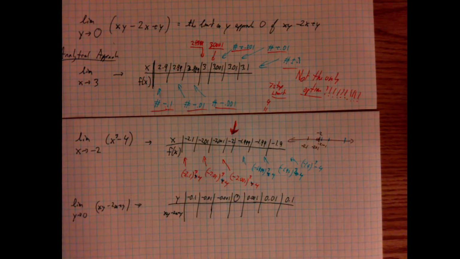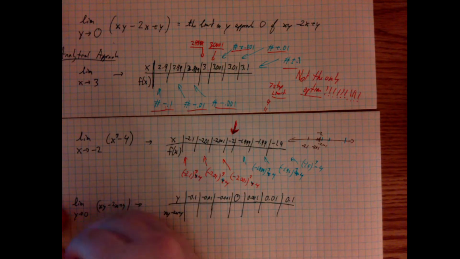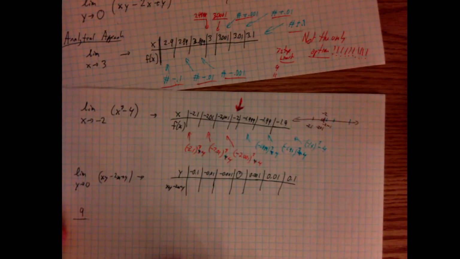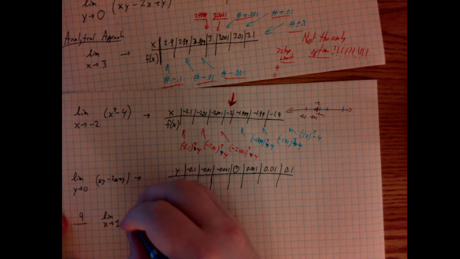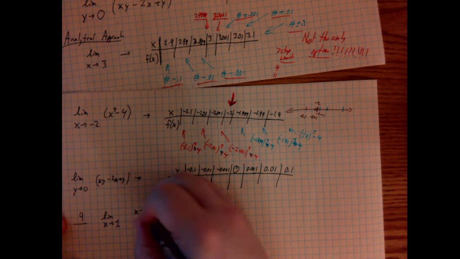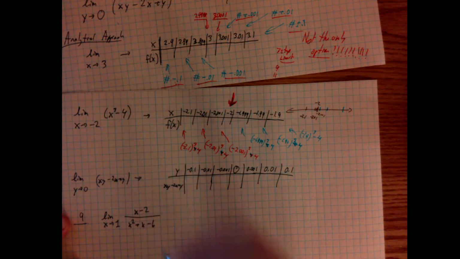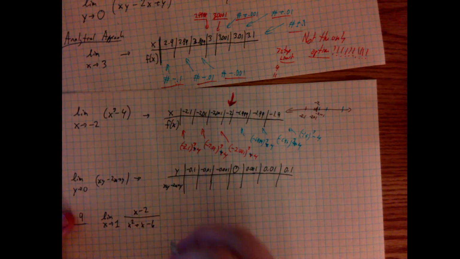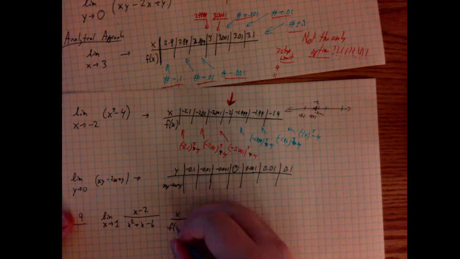This will be your first problem in the homework, so that should be nice. Your first problem in the homework is number 9, and it states, determine the limit as x approaches 1 of x minus 2 over x squared plus x minus 6. It says to do it by creating a table, just like last time you were given the table.